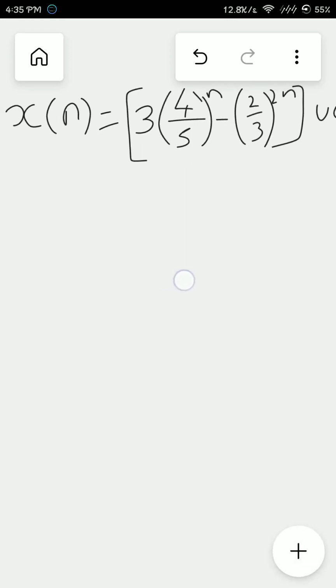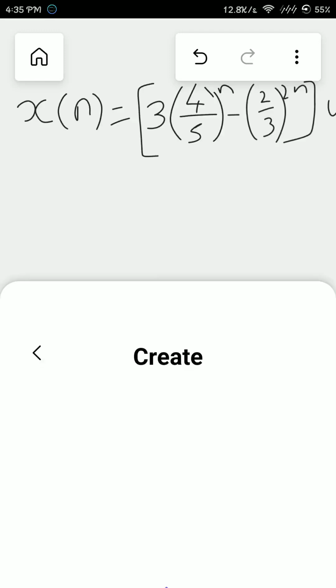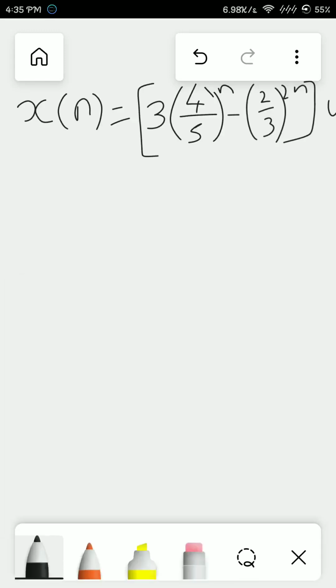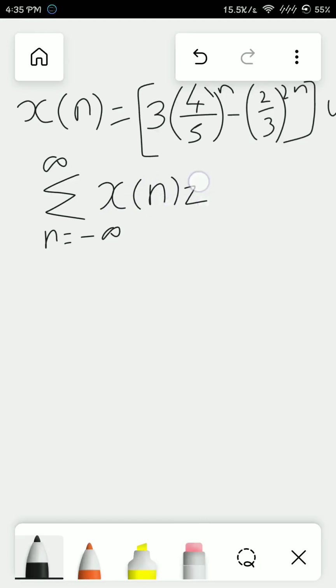Now in this particular question, I have to first take the formula for each and every problem. You need to take this formula, the x of z formula, that is the summation n equal to minus infinity to infinity of x of n into z to the power of minus n. Now I have to substitute this x of n in place of this. So what do I get?